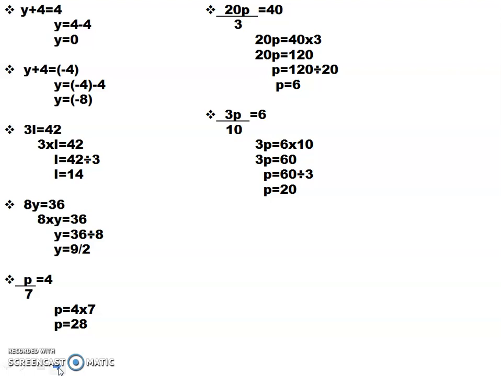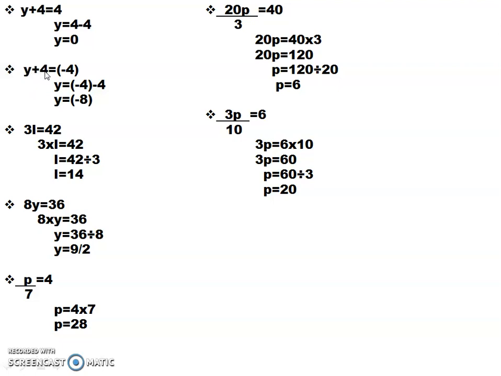y plus 4 equal to 4. So what is y? y equal to 4. This plus 4 changes to minus 4. 4 minus 4, 0. So what is the solution? y equal to 0 is the solution.